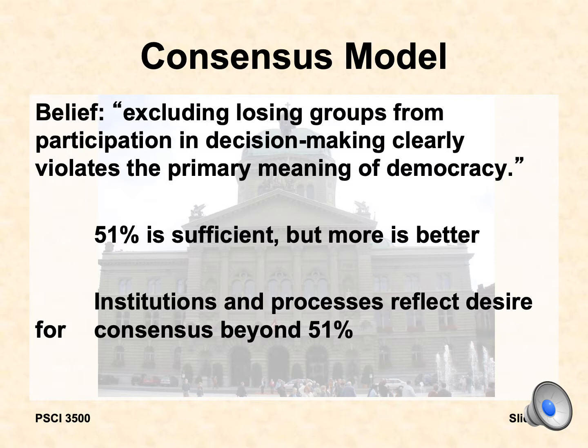So this model suggests that 51% is sufficient, but more is certainly better. In fact, more is really encouraged and desired. So the institutions and processes that we see resident within a consensus democracy reflect that desire for broader consensus, bringing in more than just the simple majority, bringing in minority interests and the like.